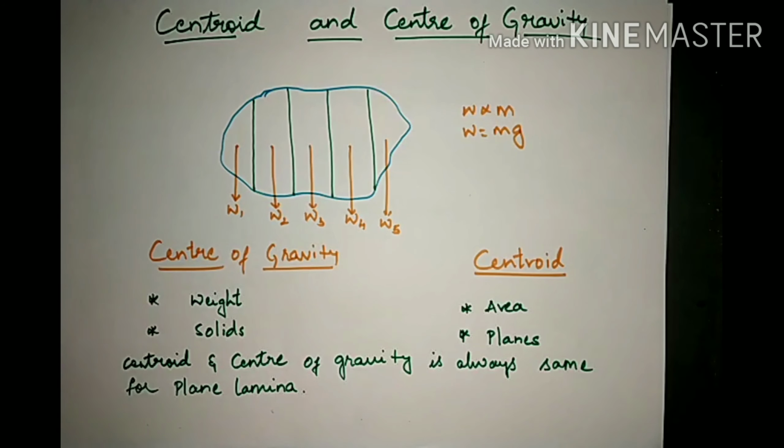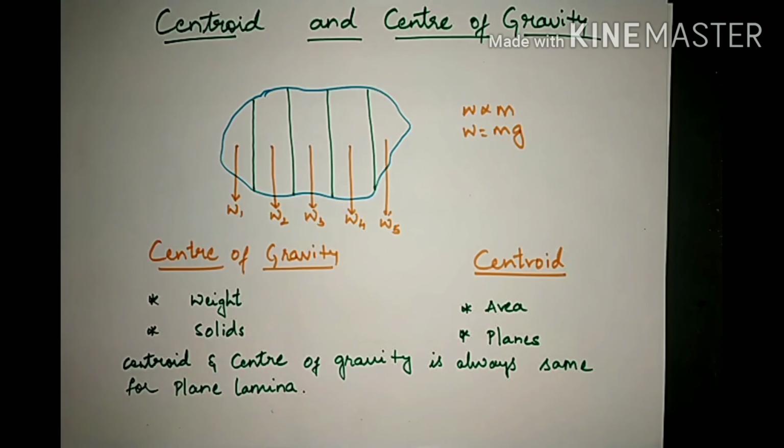Center of gravity is the point through which the entire weight of the body is assumed to be concentrated or acts vertically downwards. A body will always have only one center of gravity for all positions of the body. This is denoted by G.